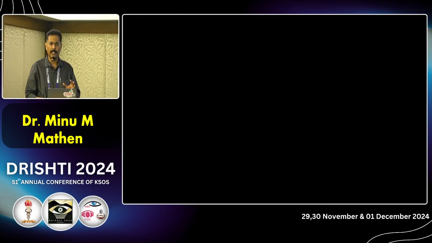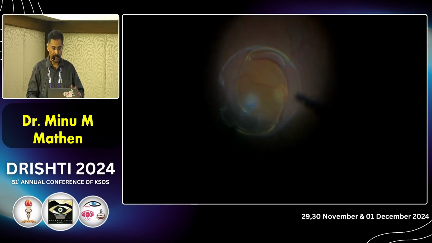This is a very good technique which will prevent decentration later. Because somehow there is some physics working and it doesn't decenter. So all my cases of subluxation now are 3-piece lenses in the sulcus with capturing with the CTR inside.